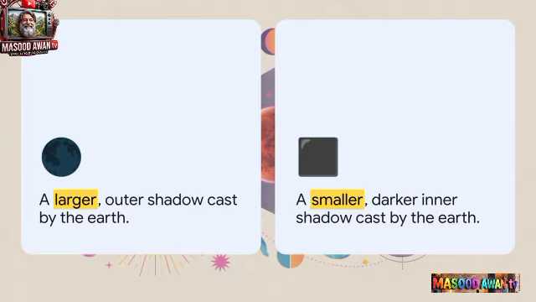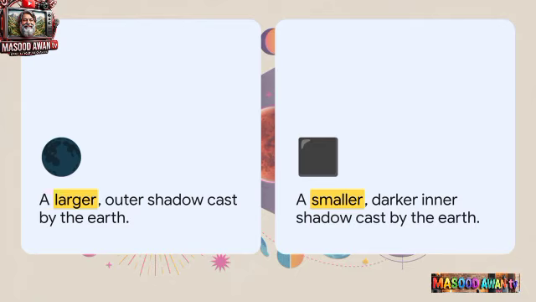Moving on to Section 2, Anatomy of Earth's shadow, penumbra and umbra. So when that rare alignment actually does happen, the Earth doesn't just block the light evenly. It actually casts two very distinct types of shadows out into the void. First, we have the penumbra. That's the larger, outer, more diffuse shadow. And then, nestled right inside of that is the umbra, a much smaller but significantly darker inner shadow.